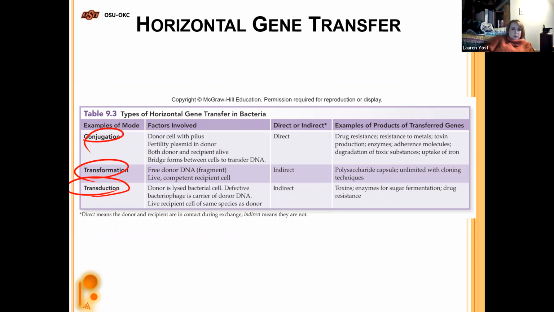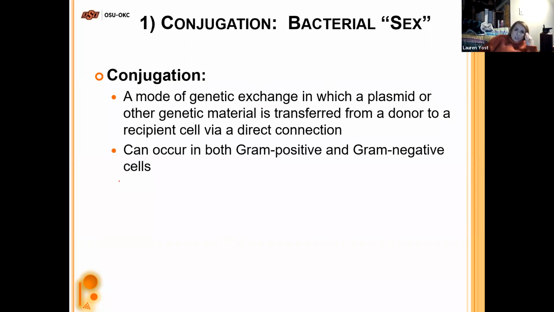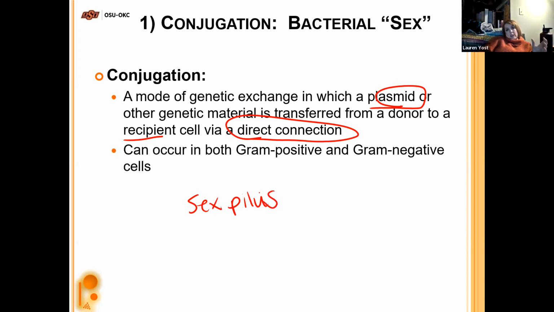So we're going to go over these. Conjugation is like bacterial sex. We're talking about exchanging genetic information via maybe a plasmid or even part of your own chromosome. We take part of it from the donor, the starting cell, and we give it to the recipient by a direct connection, usually through a sex pilus. That's conjugation. So literally the cell is moving it to another cell.